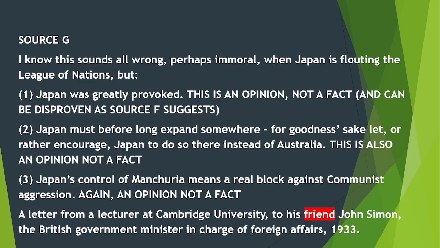It says Japan was greatly provoked. This is an opinion, not a fact, and can be disproved, as source F suggests. It says Japan must, before long, expand somewhere. Better Manchuria, it suggests, than Australia. But this is also an opinion. And it says that Japan's control of Manchuria means a real block against communist aggression. Again, an opinion, not a fact.